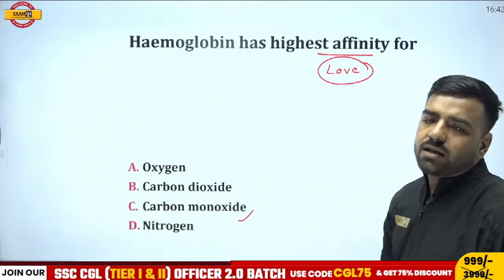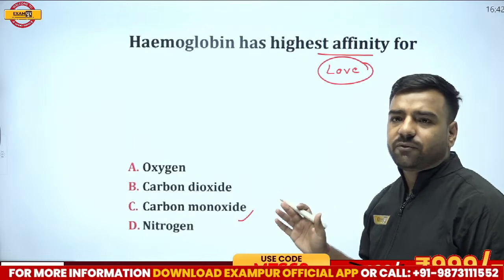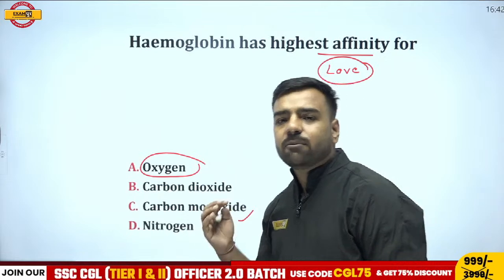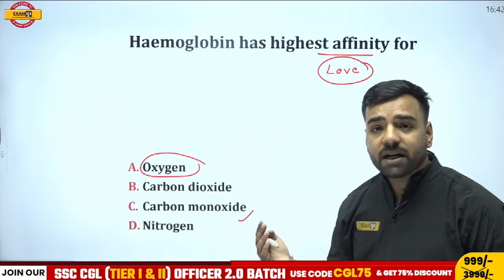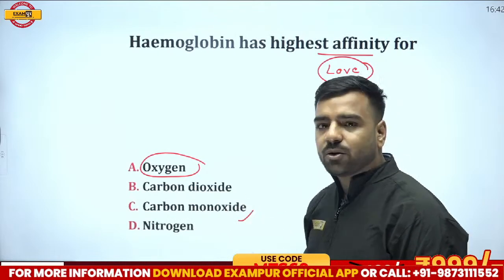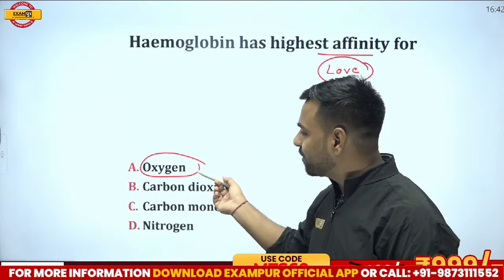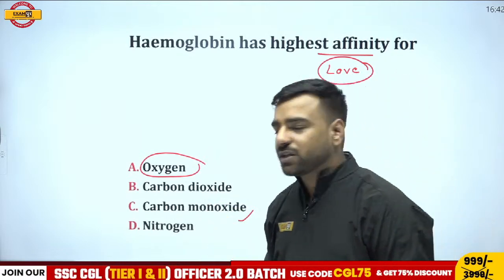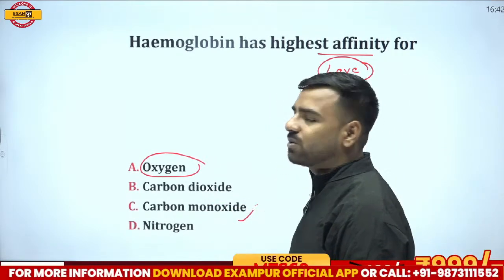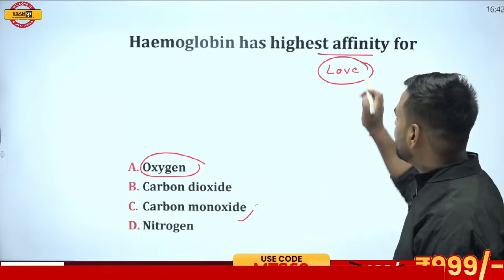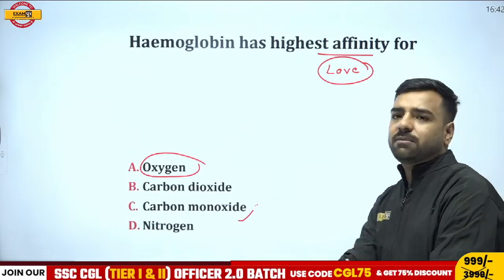See what happens? When students see this question in the first attempt itself, they say that oxygen would be the correct answer. No doubt, hemoglobin loves oxygen. But if I try to compare it, first love is carbon monoxide, then second priority is oxygen. Only then carbon dioxide and all comes in. So first of all, the priority is given to carbon monoxide, then it's for the oxygen, right? So here, carbon monoxide is the best example.